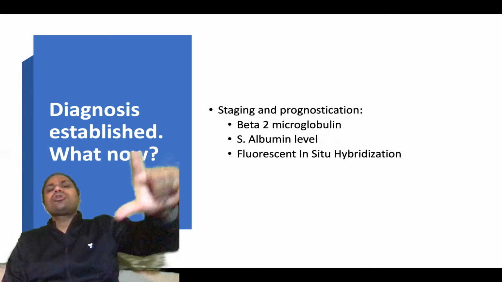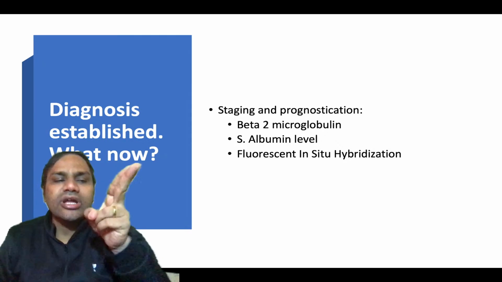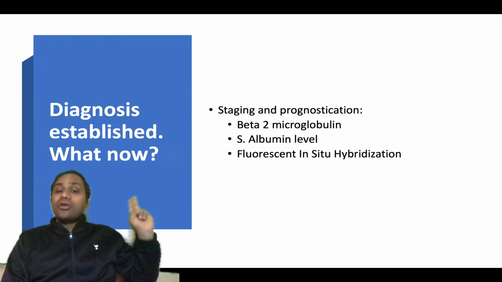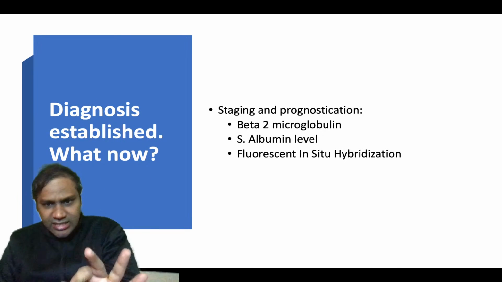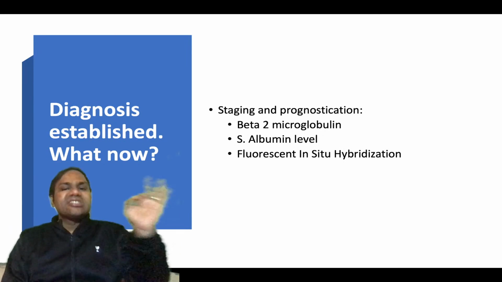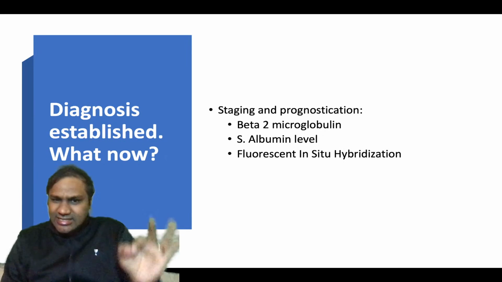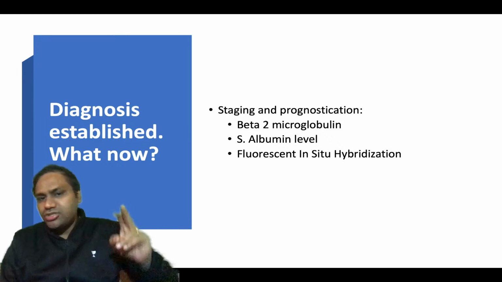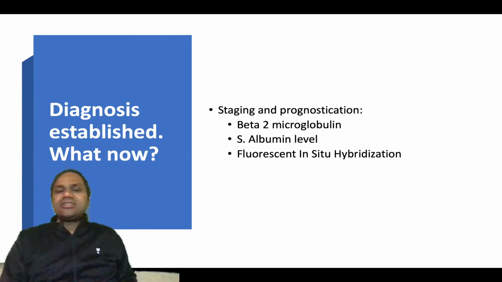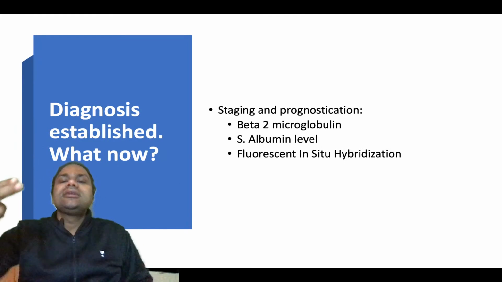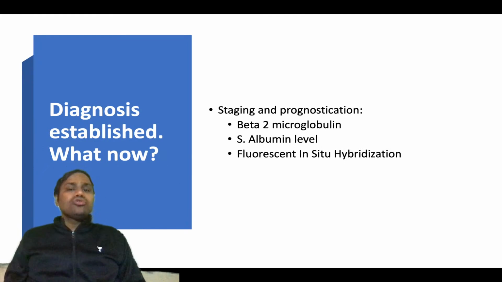So for staging and prognostic purpose, the two major important investigations are beta-2 microglobulin and serum albumin level. Okay, so by beta-2 microglobulin and serum albumin level you can do staging also. So international staging of multiple myeloma is helped by two important investigations, that is beta-2 microglobulin and serum albumin level. You can also do FISH.